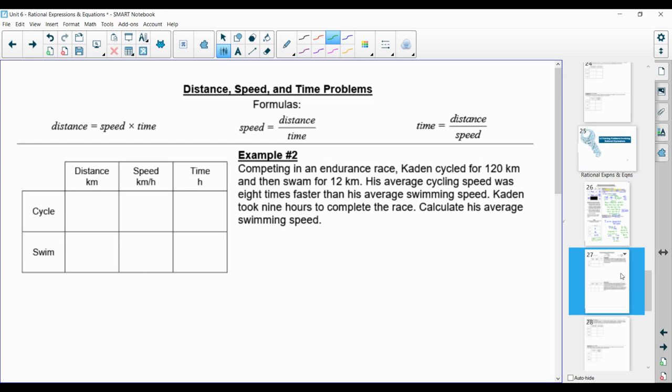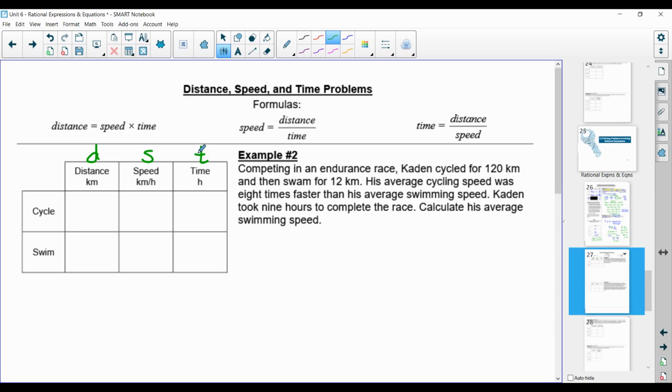These are what I call our DST problems, or our speed problems. Those of you that are in physics probably are familiar with some of these calculations. But again, we're going to be using a chart throughout. And when we are working with anything to do with speed, distance, and time, I will always set up a DST chart. So if you hear me say DST chart, I'm just referring to that table.